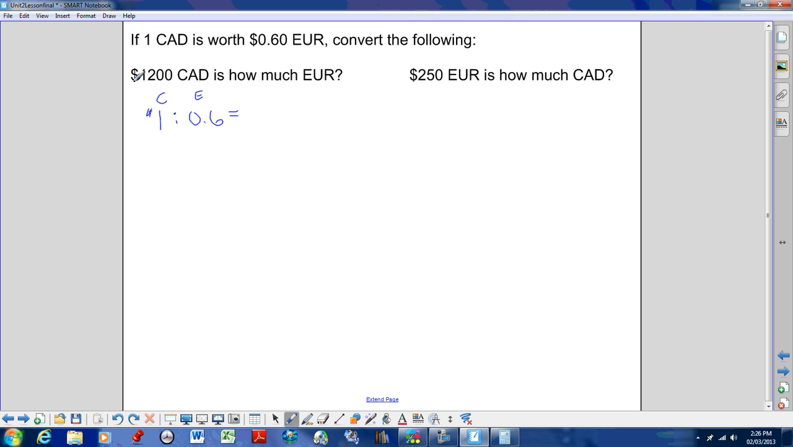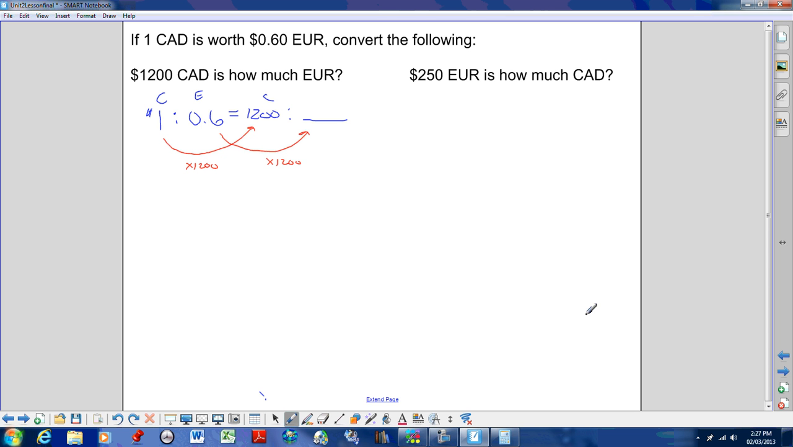Now I'm going to read the question. I have 1,200 Canadian, so I'm going on a trip. I'm going to take 1,200 Canadian with me. How many euros am I going to have? All right. So again, you set it up with your multiplication. I know the Canadian matches up. How did 1 go to 1,200? Well, I multiplied by 1,200. And whatever I do to 1, I got to do the other.